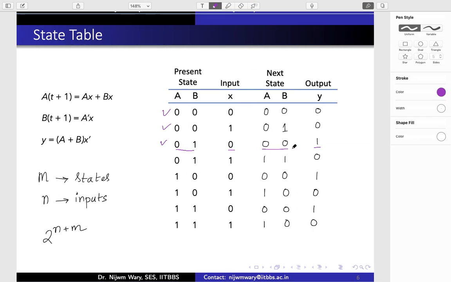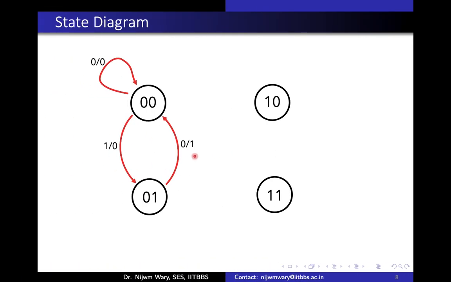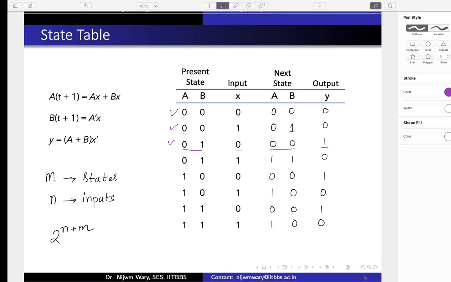So the next state will be 0 0, and my input in this case was 0 and the output is 1. So it's very easy to represent the things in a state diagram. So I have considered now the input of 0. Next, I need to consider when the input is 1.